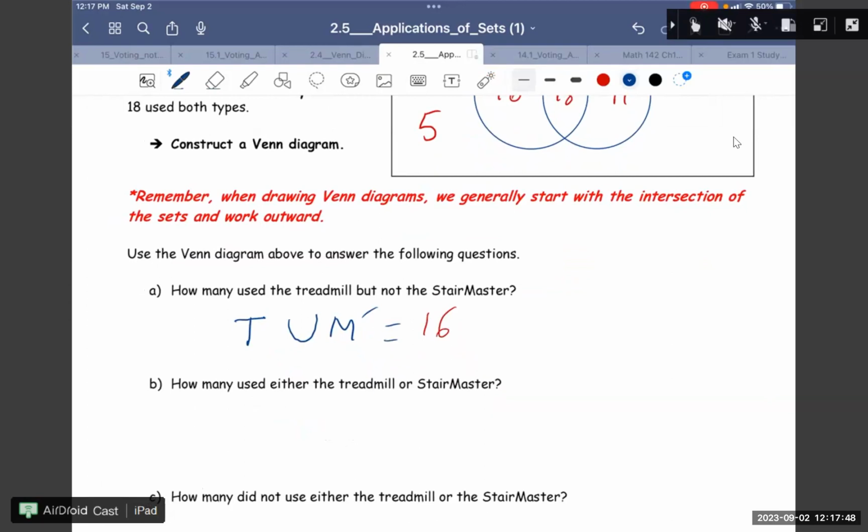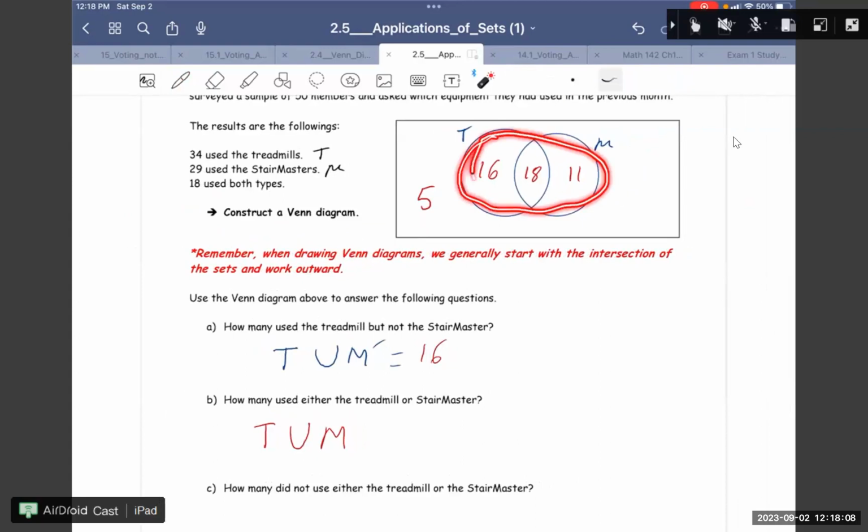For B, how many use either the treadmill or the Stairmaster? What does this mean? The treadmill or the Stairmaster means the union. So we have all of this, and we add them up together. Let me add them up: 16 plus 18 plus 11. So this one is 45.